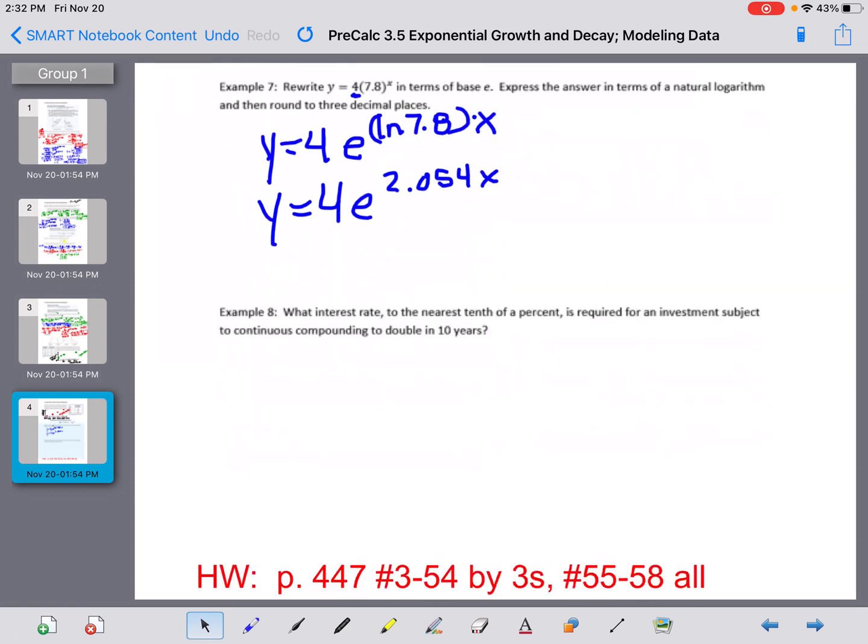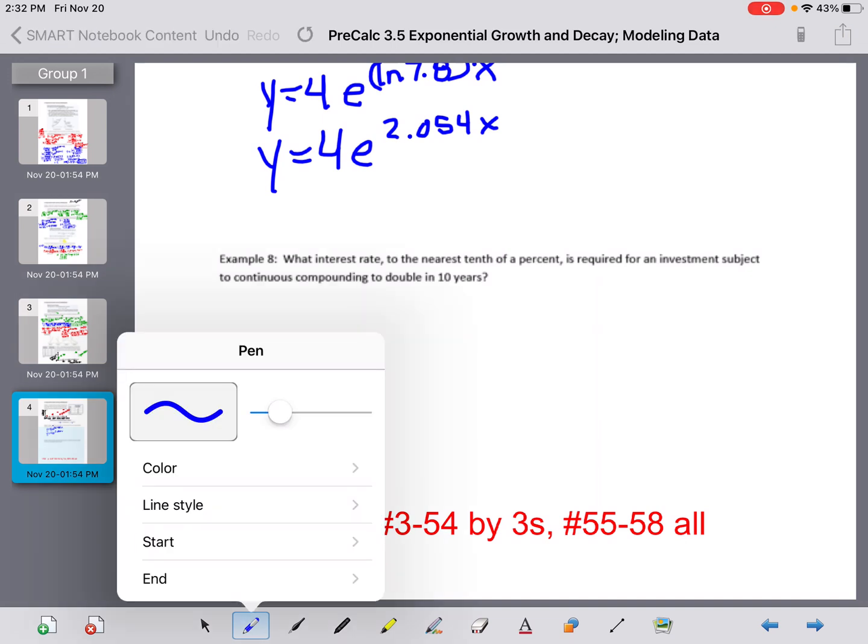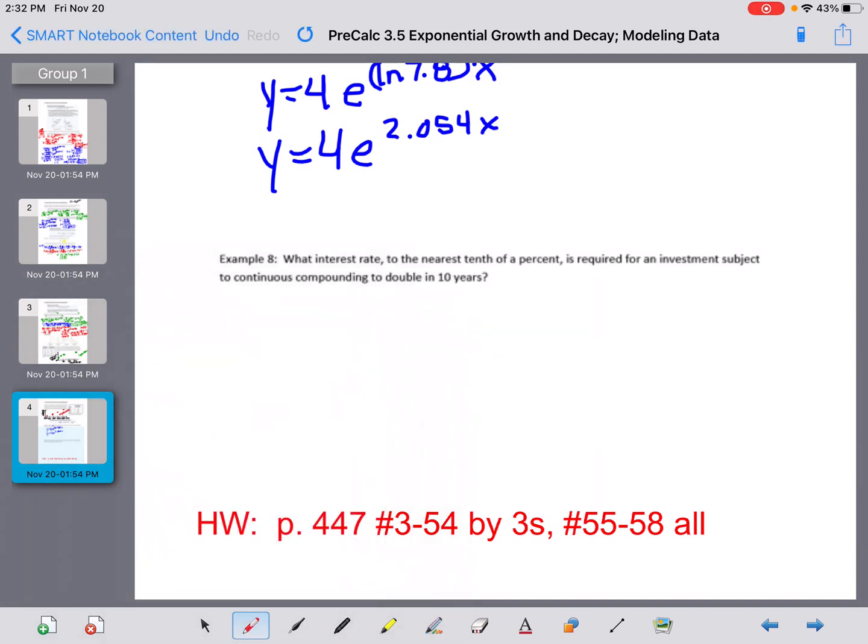Okay, to be honest, of all the problems we do, I feel that example 8 is the most realistic for our real world, okay? And I will show you something like this on a test. It says, what interest rate to the nearest 1/10 of a percent is required for an investment subject to continuously compound to double in 10 years? Legitimate question. If I want to double my money in 10 years, what kind of fund do I need to put it in, right? What's the interest rate it needs to be?